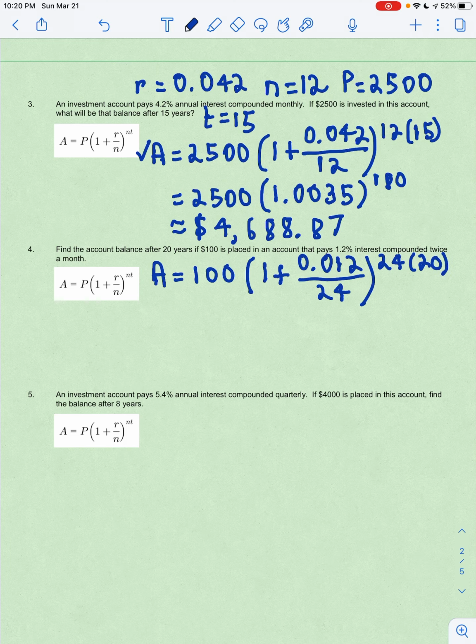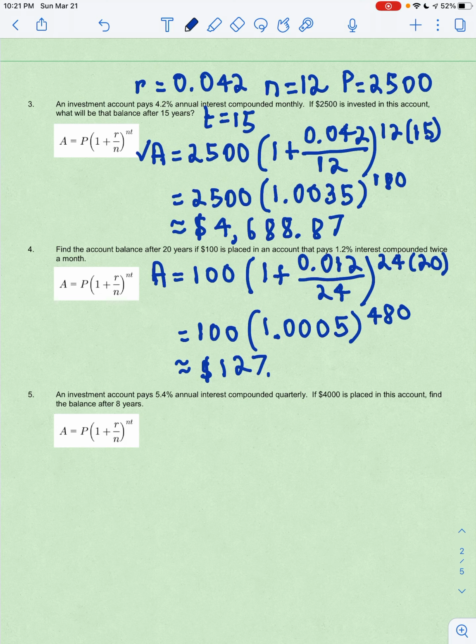And again, if you want to use an intermediate step to simplify what's in parentheses, as long as it's a terminating decimal and you don't lose accuracy, that's fine. We don't want to lose any accuracy. We want to leave our calculator to do the computation to the nearest decimal place. And so in this case, we're going to get $127.12.